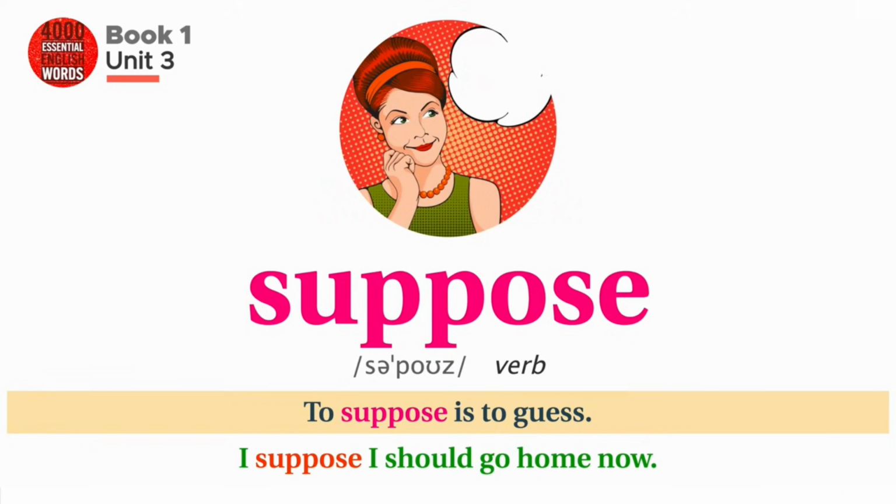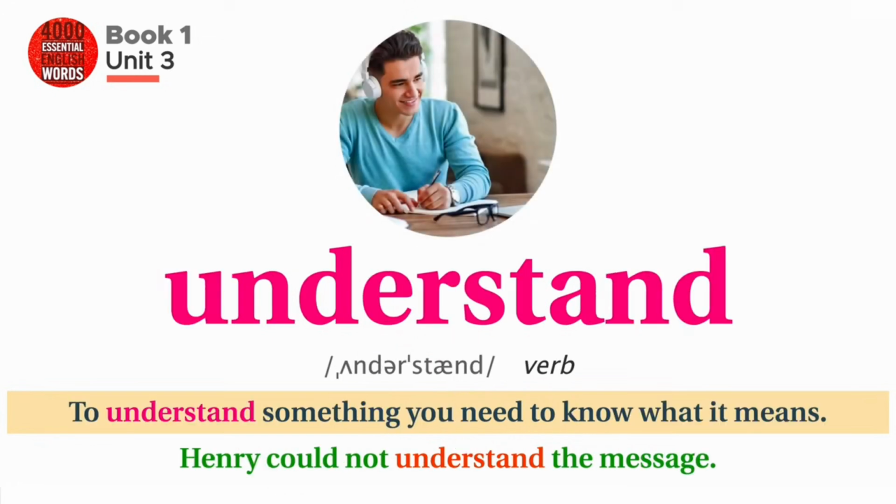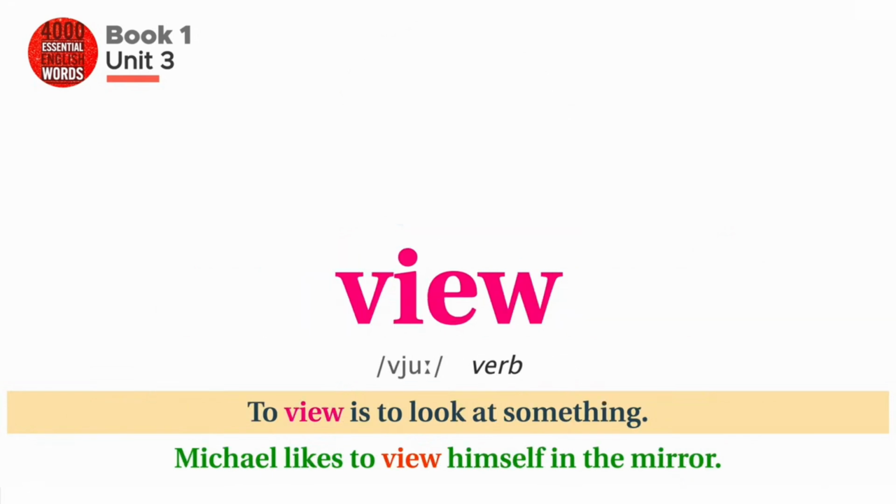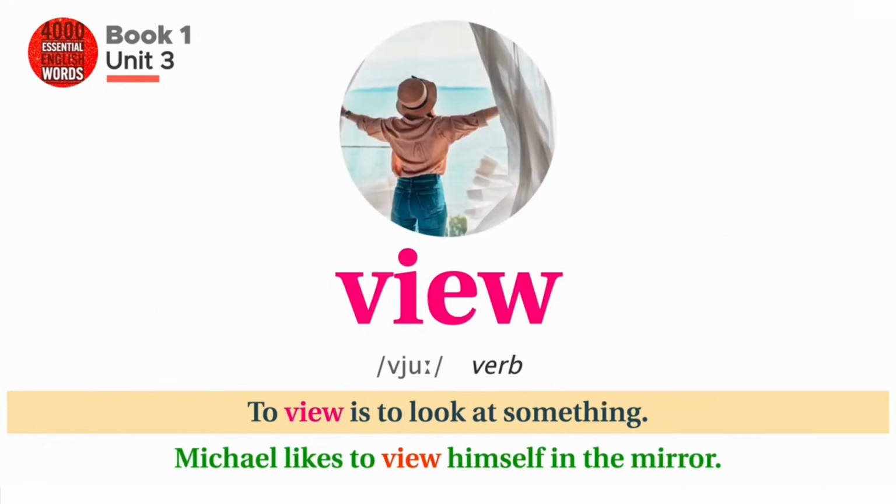Suppose. To suppose is to guess. I suppose I should go home now. Understand. To understand something, you need to know what it means. Henry could not understand the message. View. To view is to look at something. Michael likes to view himself in the mirror.